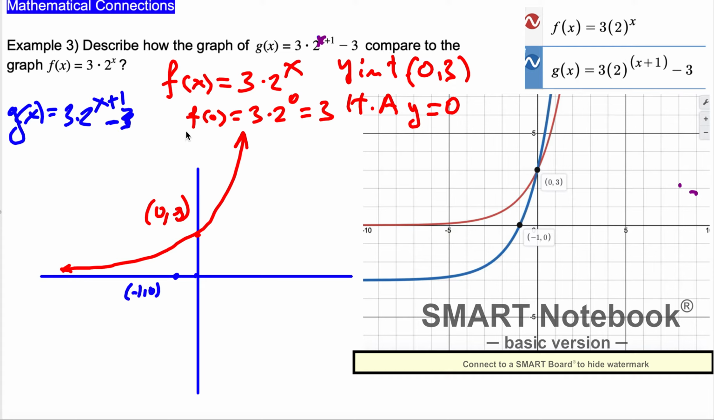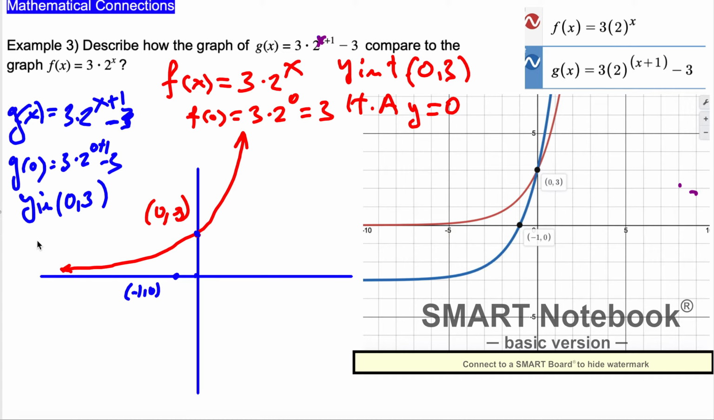Now in this function we are looking at g of 0. What is it going to be? It is going to be 3 times 2 to the 0 plus 1, minus 3. But 0 plus 1 is 1, 2 to the exponent 1 is 2, 2 times 3 is 6, minus 3 is 3. So the y-intercept is going to be (0, 3). So here is going to be the intercept.